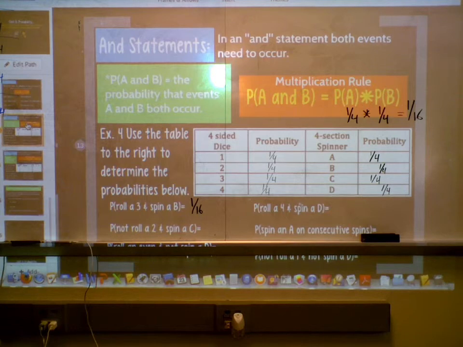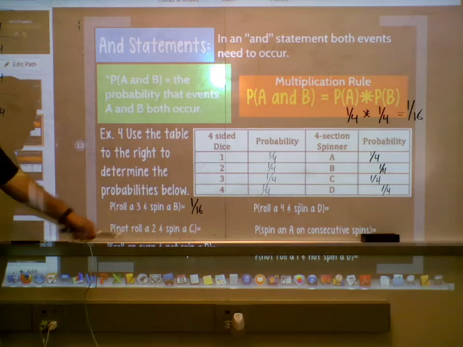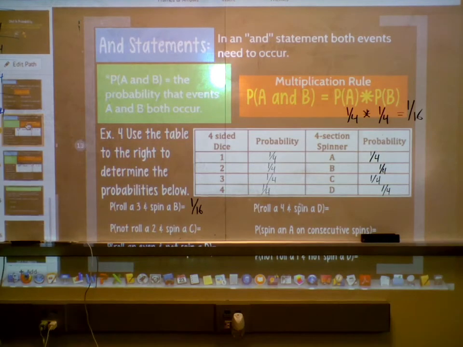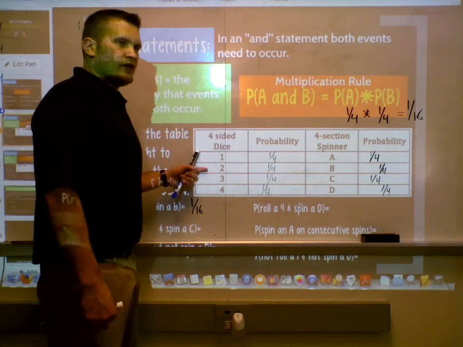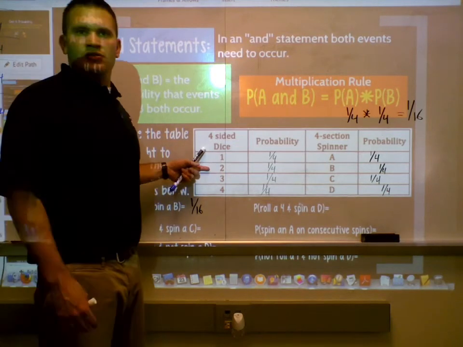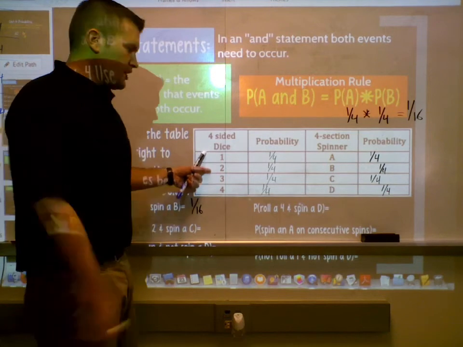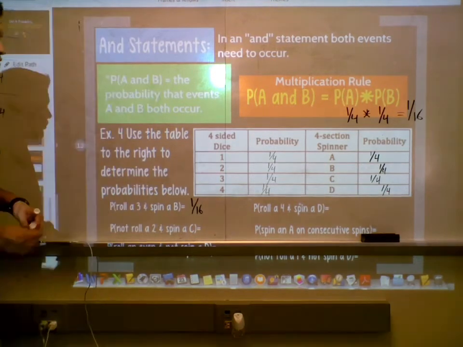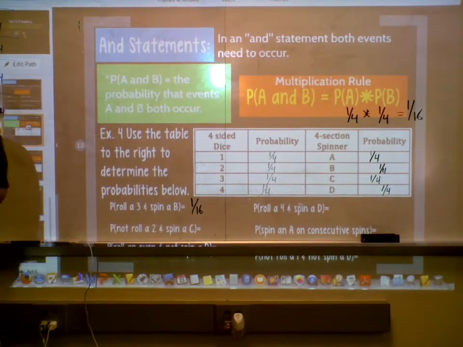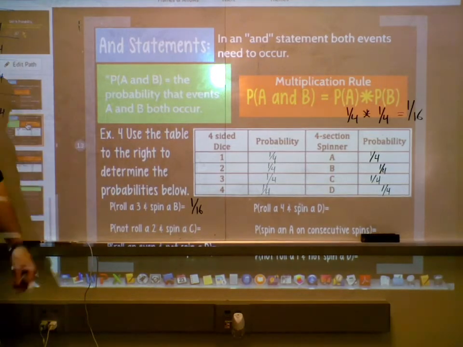Right. Any questions? Okay, let's try this next one. What's the probability of not rolling a 2? How many 2s are there? 1. How many total outcomes? 4. So how many of these are not 2s? 3, right? So the probability of not rolling a 2 is 3/4. Yep. What's the probability of spinning a C?